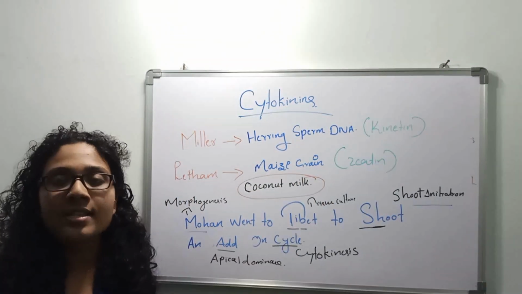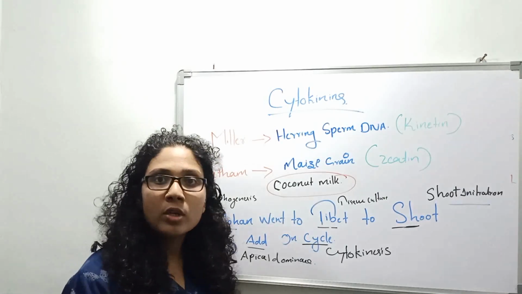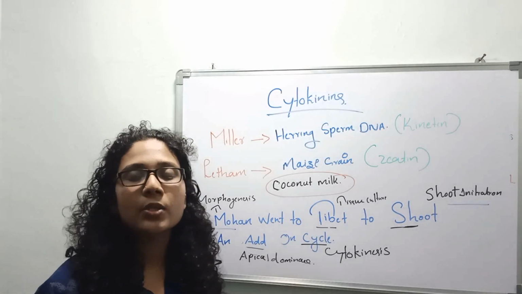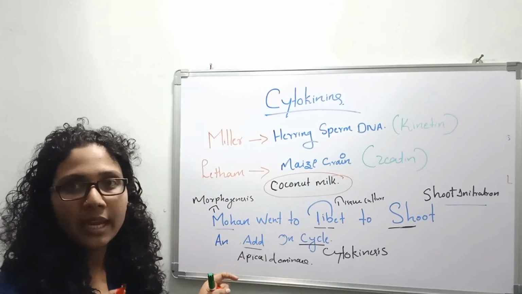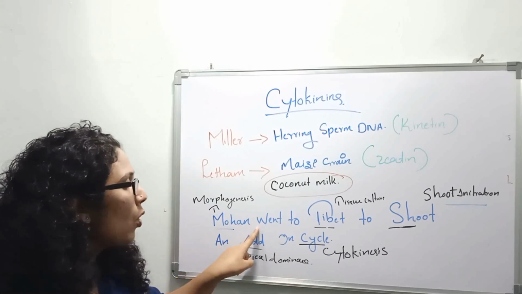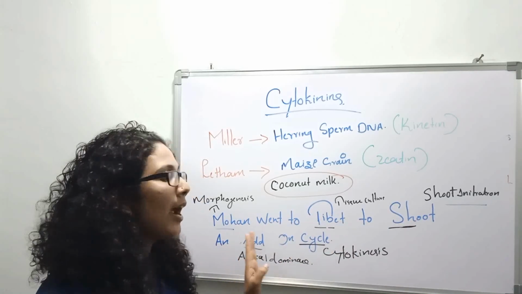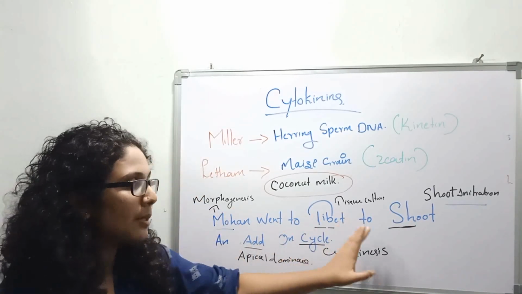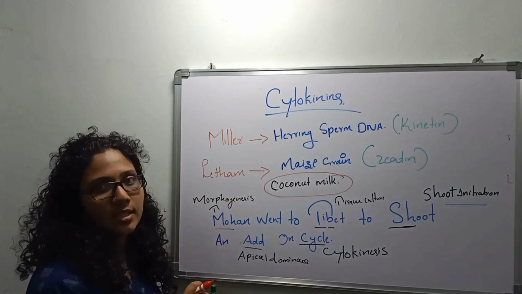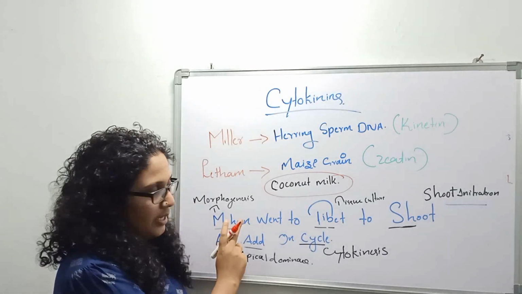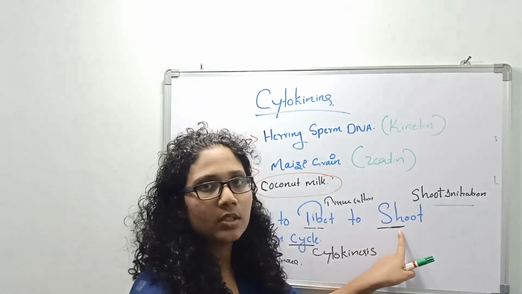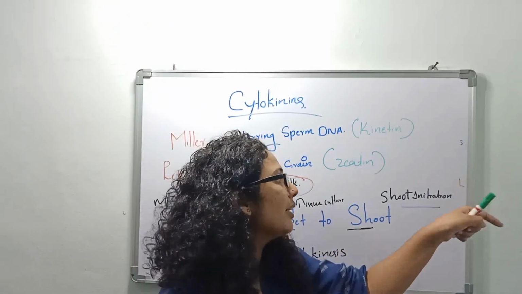What are cytokinins? As the name indicates, cytokinins promote cytokinesis, that is, they increase cell division. What are the main functions of cytokinins? In order to remember the main functions of cytokinins, as usual, I will give you a mnemonic: Mohan went to Tibet to shoot an add-on cycle. This M is for morphogenesis. This is a very important function of cytokinin. The next one, Tibet, stands for tissue culture, and shoot stands for shoot initiation or bud initiation.